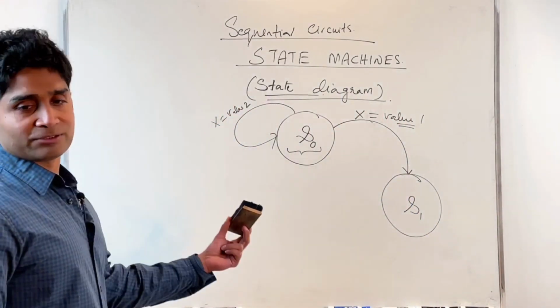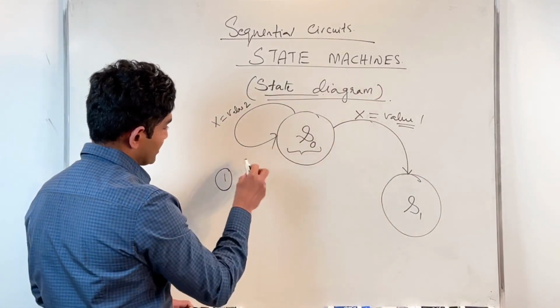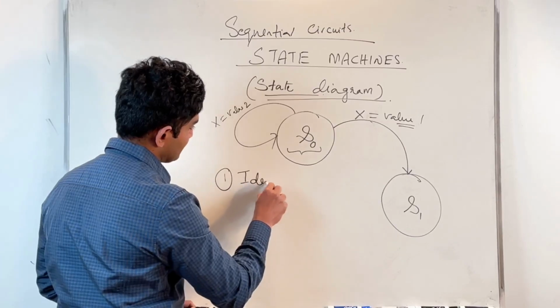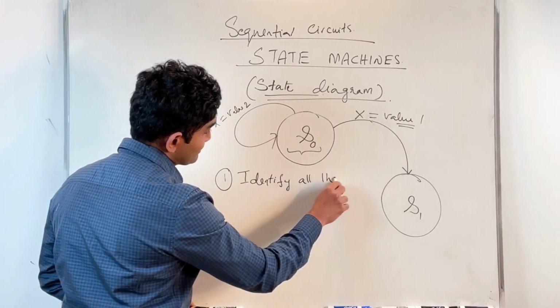And we can complete the state diagram. The way I would complete the state diagram is, first I identify all the states of the machine. Identify all the states that the machine can exist in.